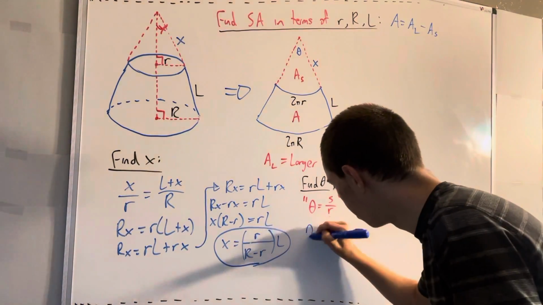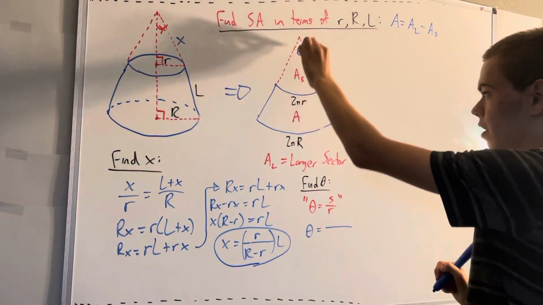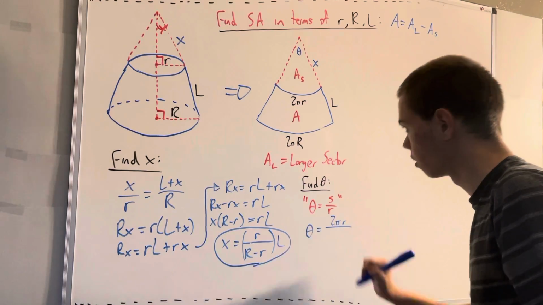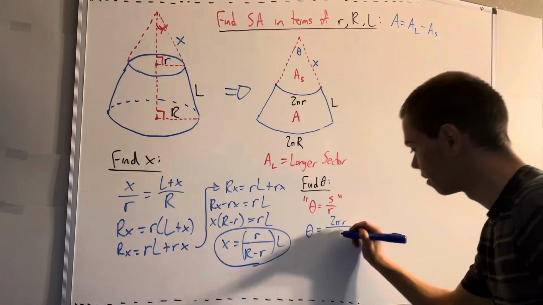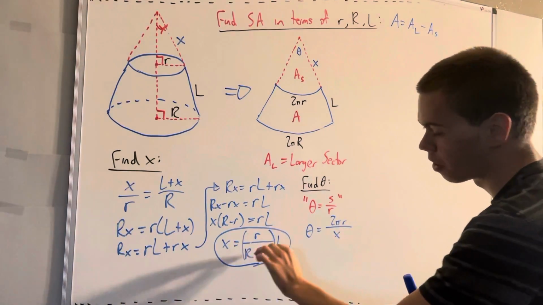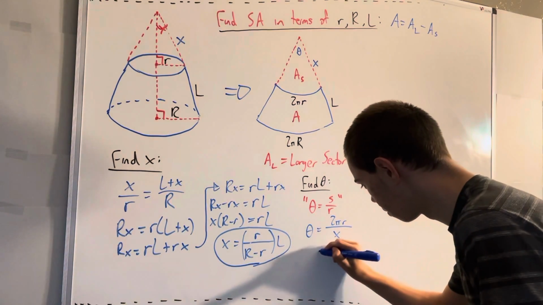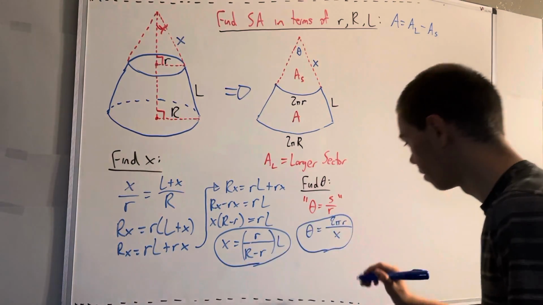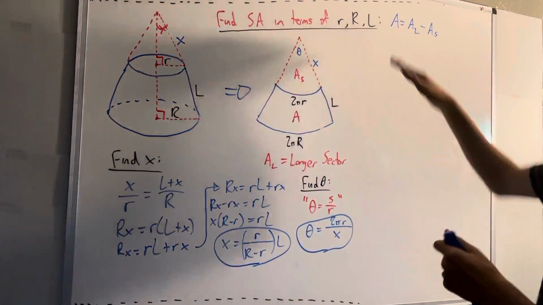So really, all we have to do is use this smaller sector right here. The arc length is 2 pi r, and our radius, r, is really x. That's it, because we know what x is in terms of r and l as well. So really, this is as far as we need to go. Right, so that's a 2. That's it. Now we're ready to find what the area is.